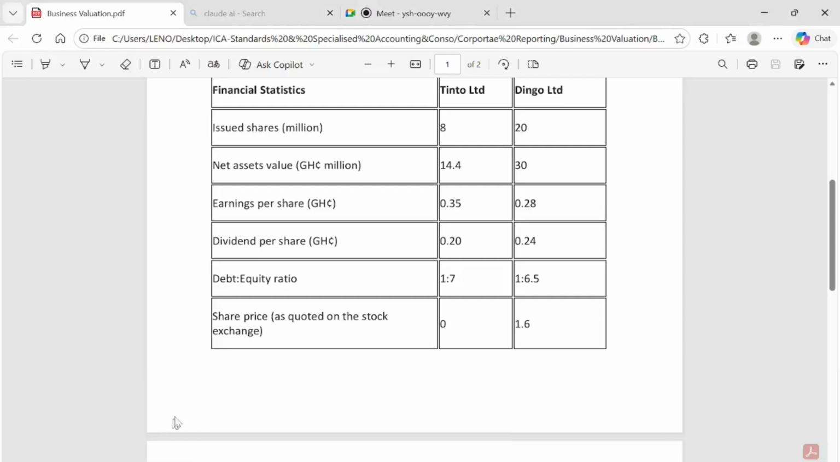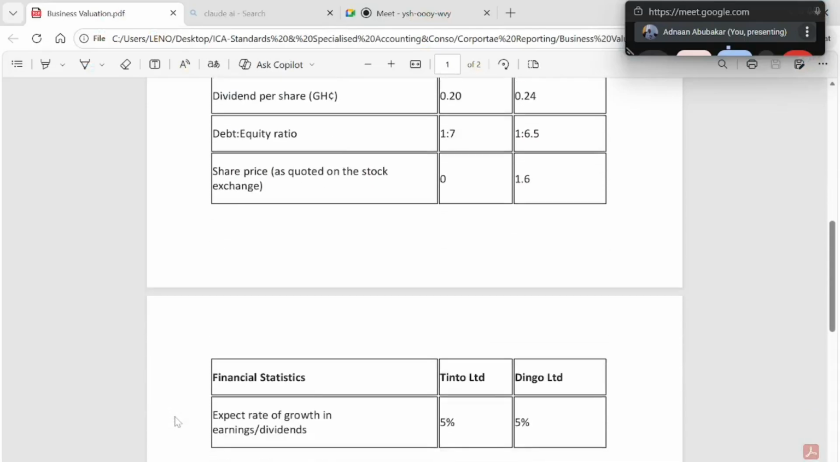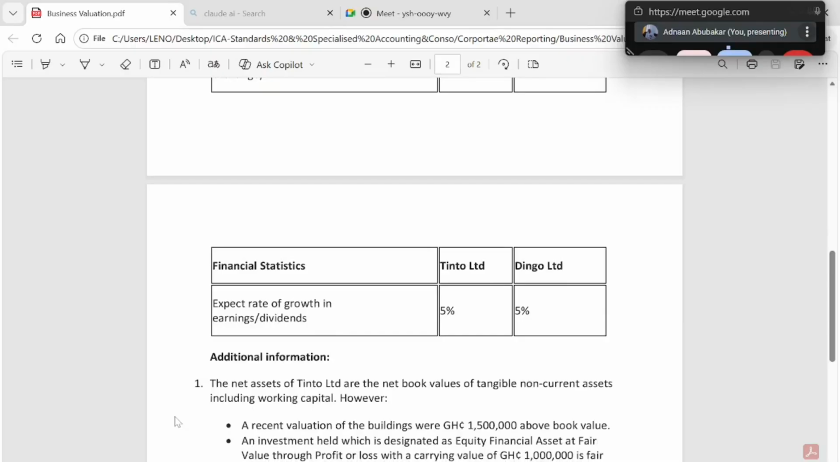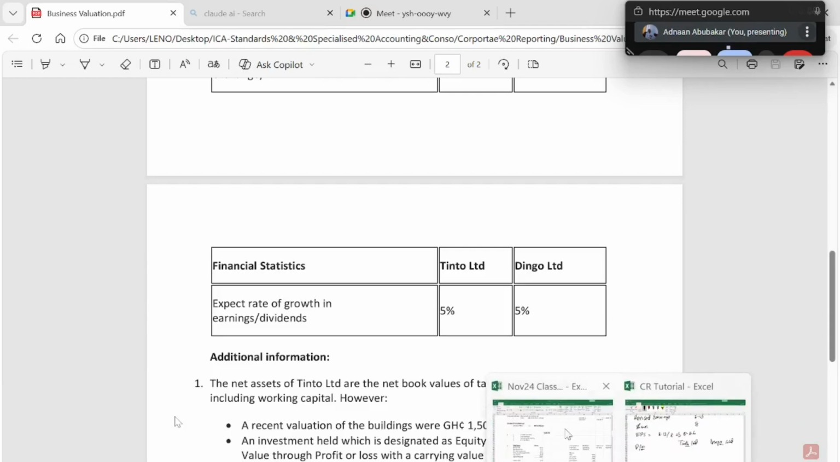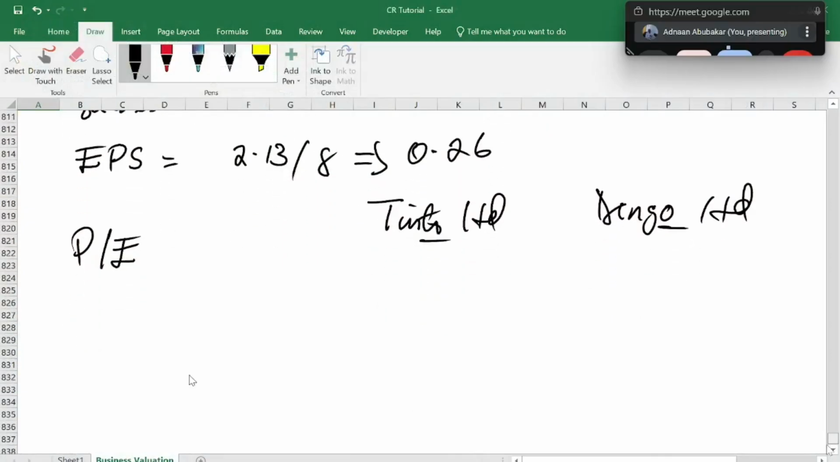Let us check if they've given you the PE ratio for both companies. Check in the question. Did they give you? No, they didn't give you. So how do you find it? Once they didn't give you, what you have to do here is find the PE ratio of Dingo.